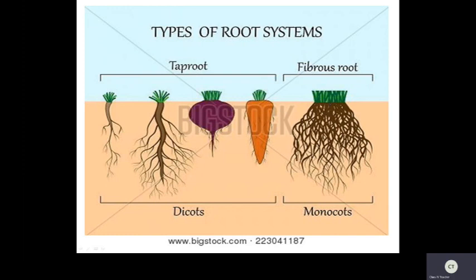In your higher classes, you will learn about aerial roots and adventitious roots. But for now, just learn two types of roots. Okay, children, so let us see. How many types of root systems are there, children? Two types. See here, the taproot system. Another one is the fibrous root system.